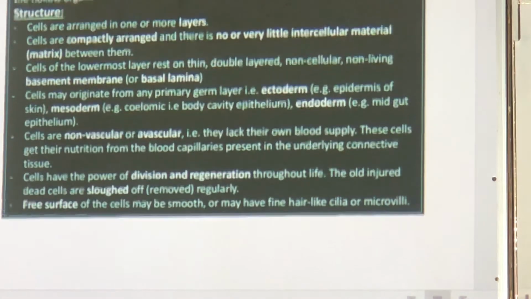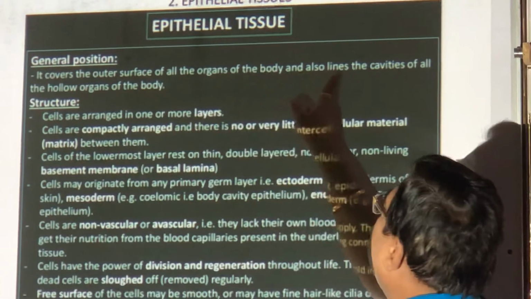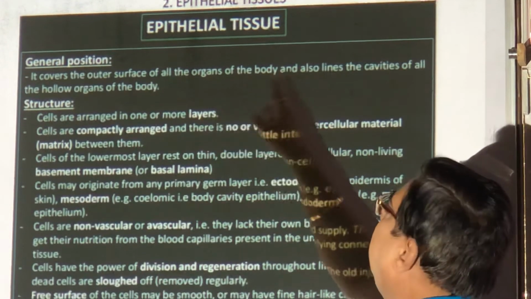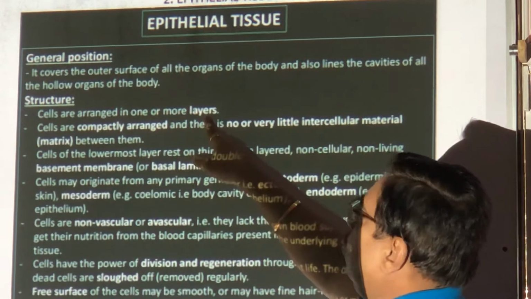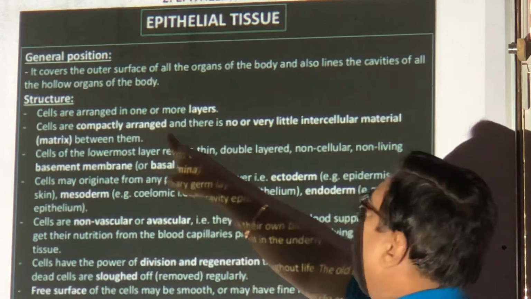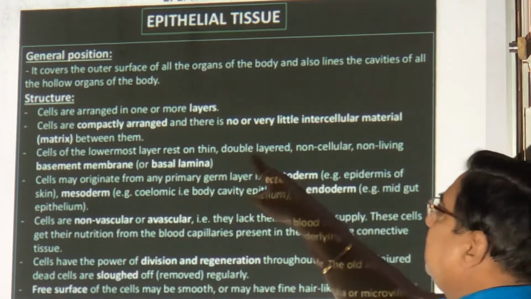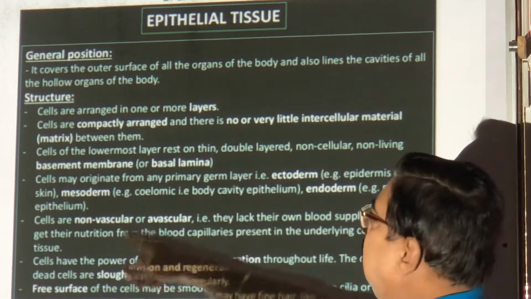What is epithelial tissue? It covers the outermost surface and lines the inner cavity. So it is a covering and a lining of your body. One or more layers, tightly packed, no big gaps. Stuck on a basement membrane, okay?